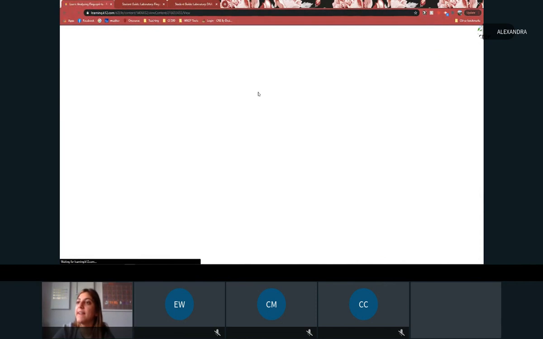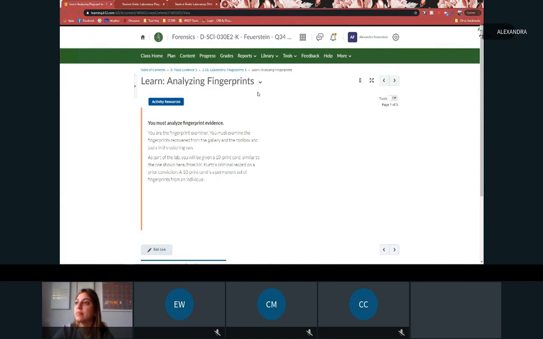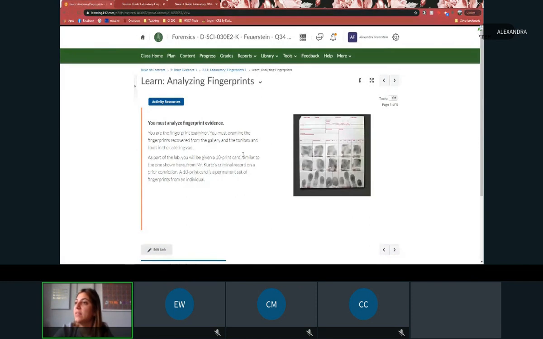And we have this fingerprint examiner. So we've got these printed, right? So you have to examine the fingerprints recovered, and you're going to be given a 10-print card similar to the one here to show a prior conviction, and this is a permanent set of an individual.